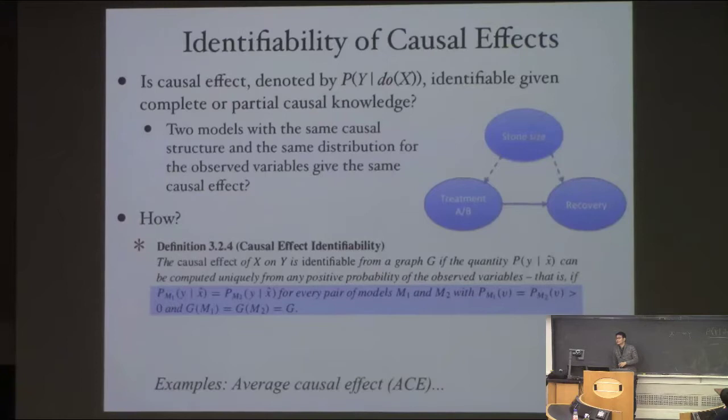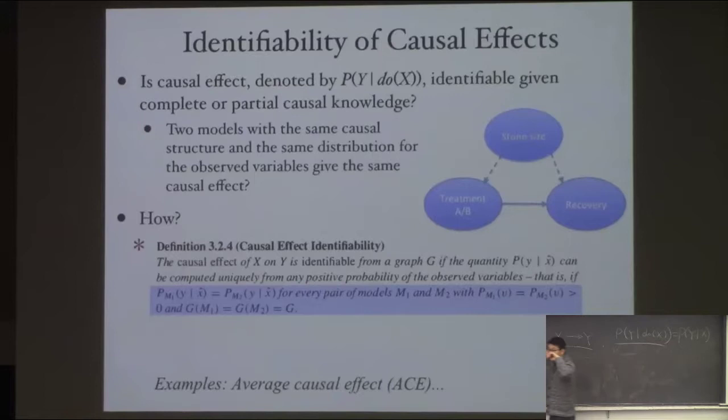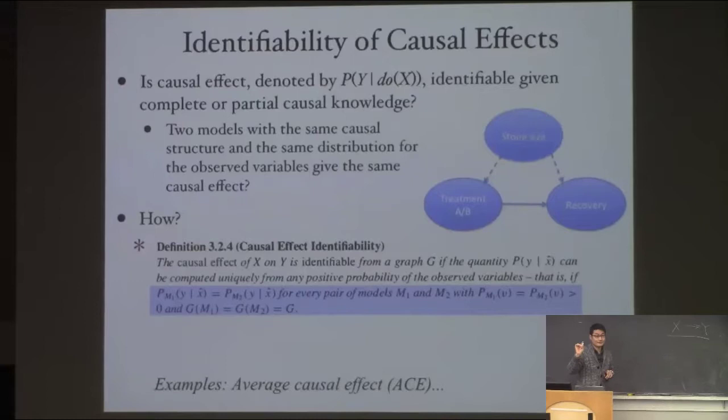In this case, clearly, yes, right? Why? Because if you do intervention here, this part will not be changed, right? So in this case, this is nothing but the original distribution of y given x. If we don't have a confounder, that's clear, right? However, now let's consider this.